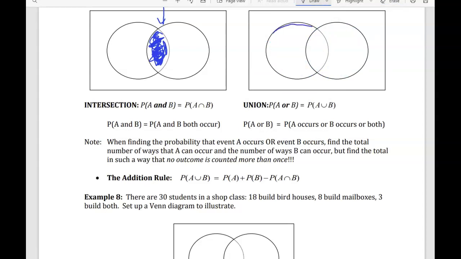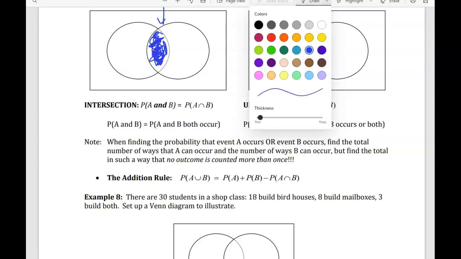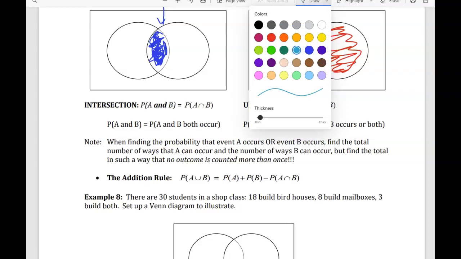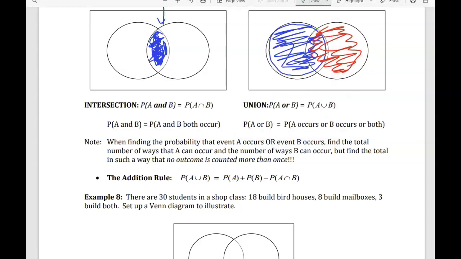Let me do a little bit of a diagram here. So let's say that I counted the probability of A, which is all of this circle. Everything in here. Then I go through and I count everything in B. Well, if you notice, I actually have both colors in this part right here. So whatever's inside here has actually been counted twice. That's why I have to remember to subtract out those overlapping areas.